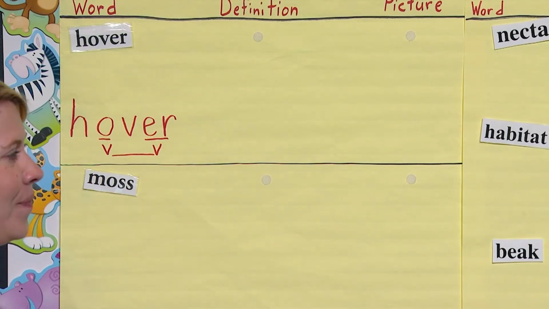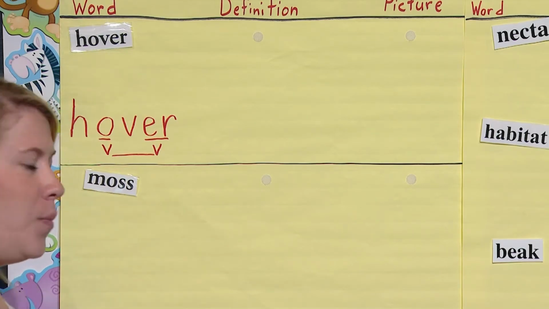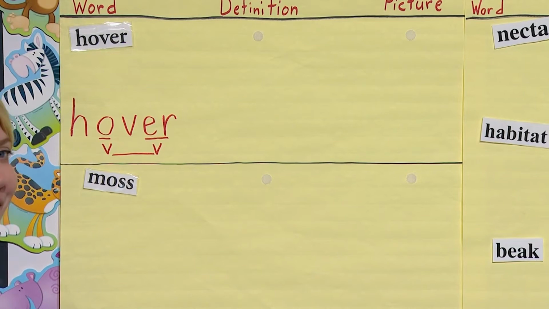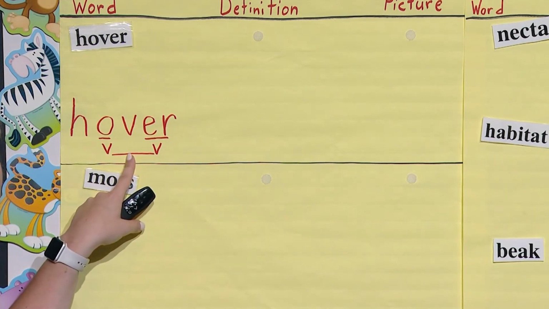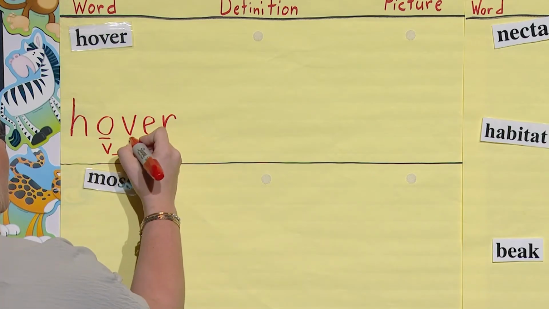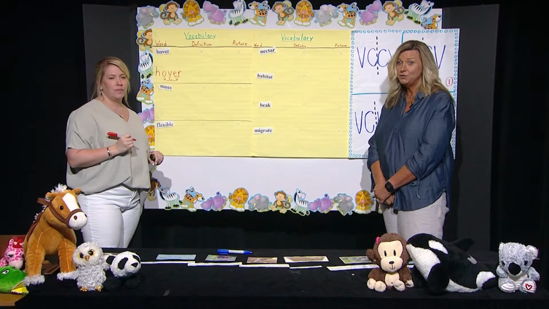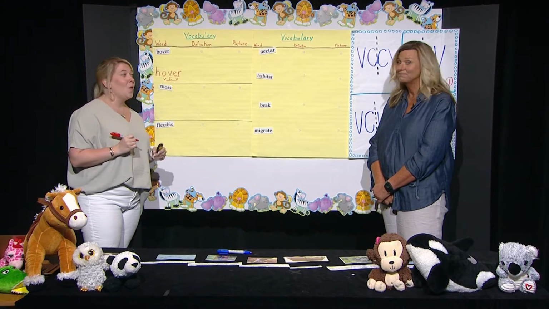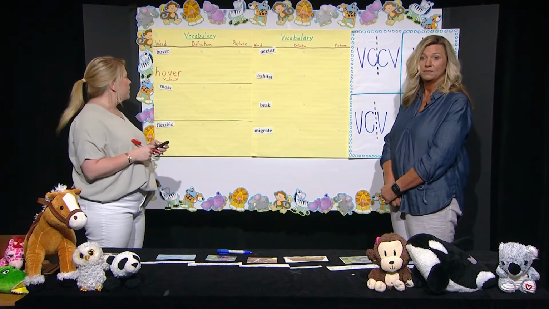Next, we need to label the consonants on the bridge, Miss Chelsea. Very good, Miss Tammy. What consonants do you see, boys and girls? That's right. I see consonant V, and we'll label this with a C. What do we need to do next? We need to divide the word using the pattern we notice.